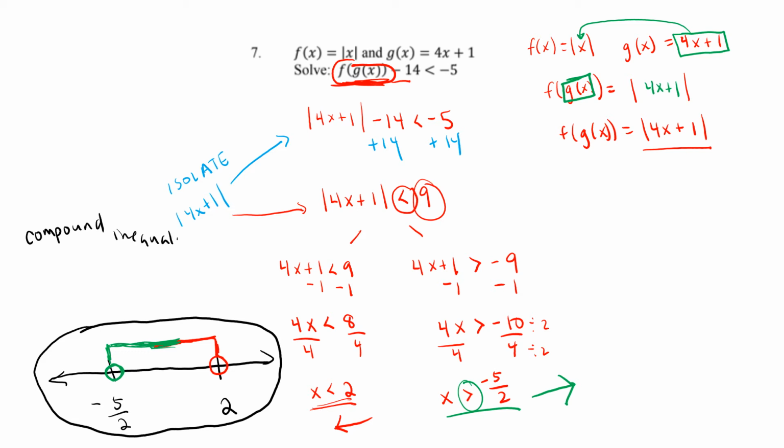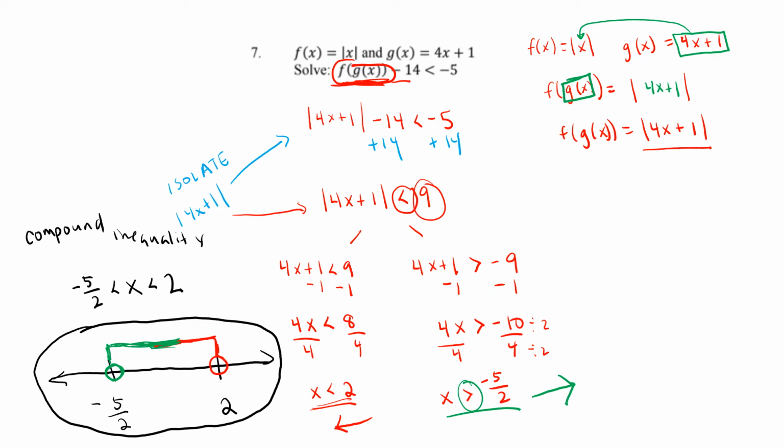What it looks like is negative 5 over 2 is on the left, so negative 5 over 2 is going to be on the left for our inequality. 2 is on the right, so 2 is going to be on the right. We're talking about x, so what that's saying is x is in between negative 5 over 2 and positive 2. These are always going to be less than signs.